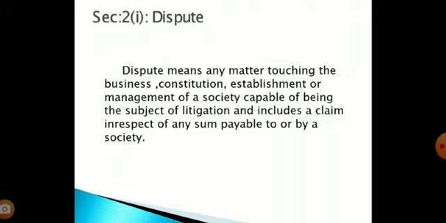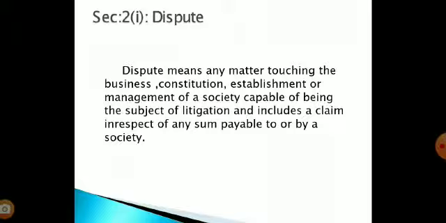Okay, and next one, very important, section 2(i), dispute. Dispute means any matter touching the business, constitution, establishment or management of a society capable of being the subject matter of litigation, and includes a claim in respect of any sum payable to or by a society. Here, dispute simply means the conflict that arises in cooperative institutions. The term dispute includes various aspects.